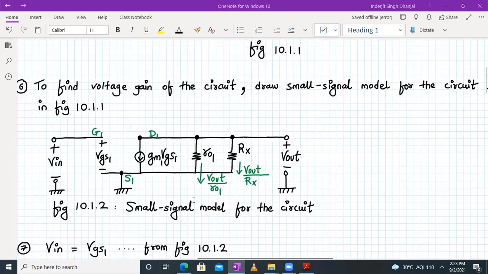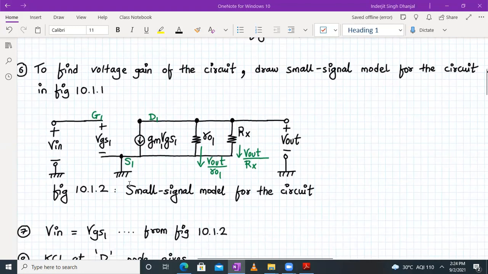The small signal model of the circuit is just the Vout voltage in parallel to Rx and RO2. Hence the current flowing through Rx will be Vout upon Rx. Current flowing through RO1 will be Vout upon RO1. And over here, Vin is equal to VGS1, right?